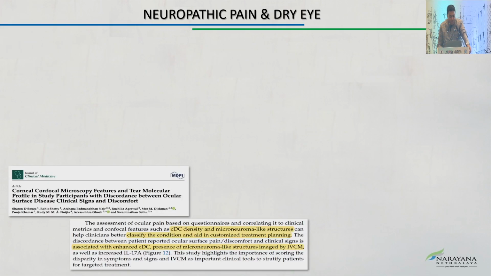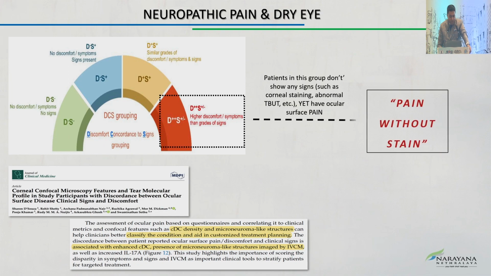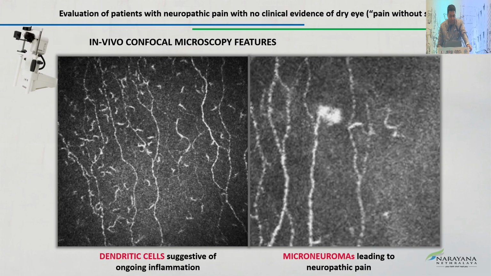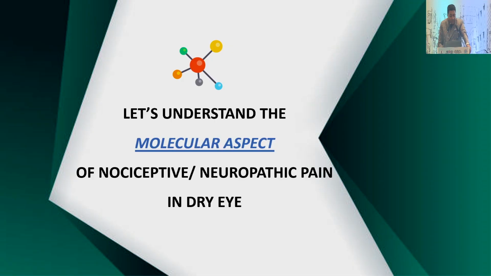So can we have a classification system? Me and my colleagues did publish this paper, which is a discordance scale, where it's the difference between the symptoms versus the signs, and the discordance between them. If you look at the confocal microscopy, again I've shown you the picture. The microneuromas again show chronic pain. Dendritic cells are changing, dynamic. So if you treat them with steroids or keep them on an immunomodulator, probably they might actually reduce.